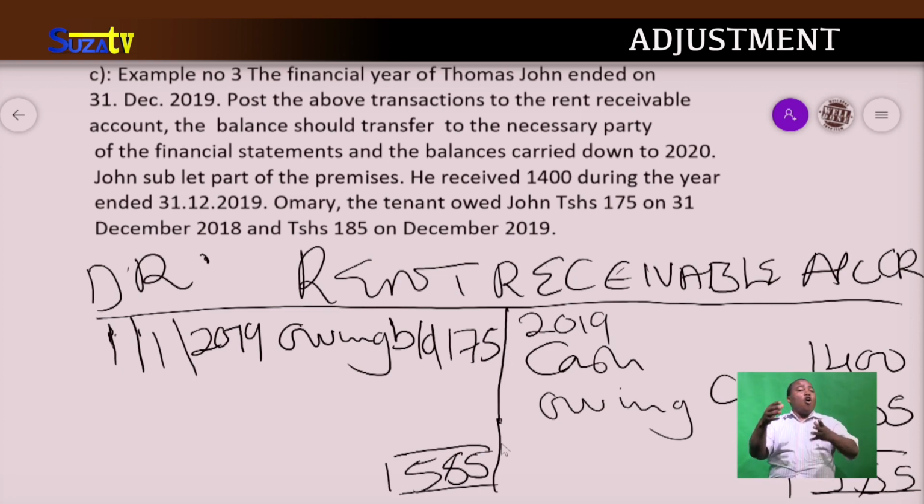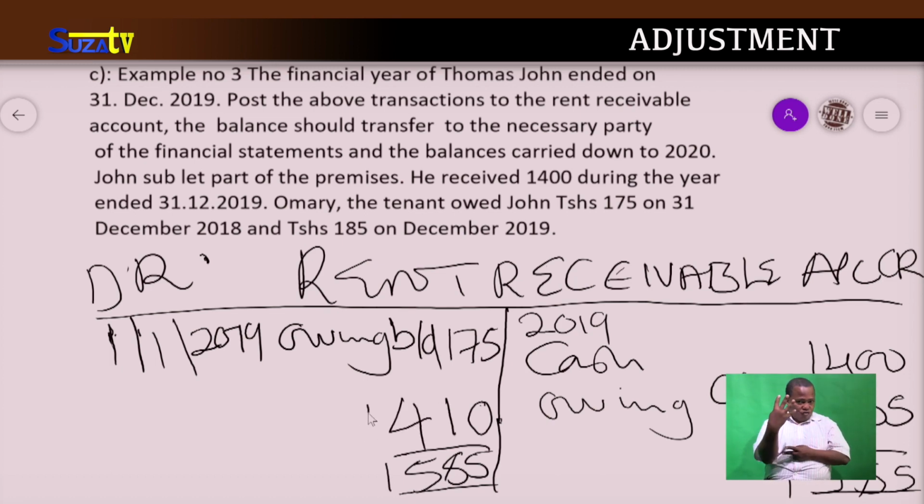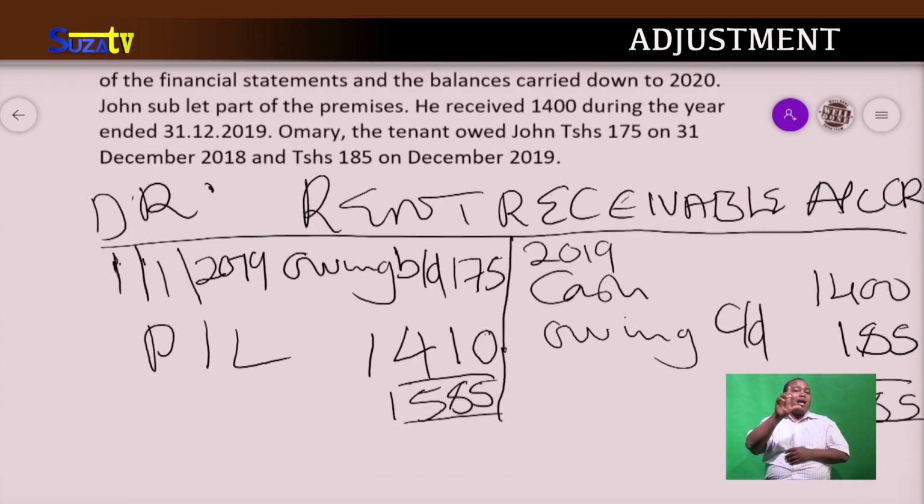Always for an income account, the credit side will be or must be greater than the debit side. Here you got 5 minus 5, 0. 8 minus 7, 1. 5 minus 1, 4. Put here 1. You got 1,410. This should be transferred to P and L. It means profit and loss.